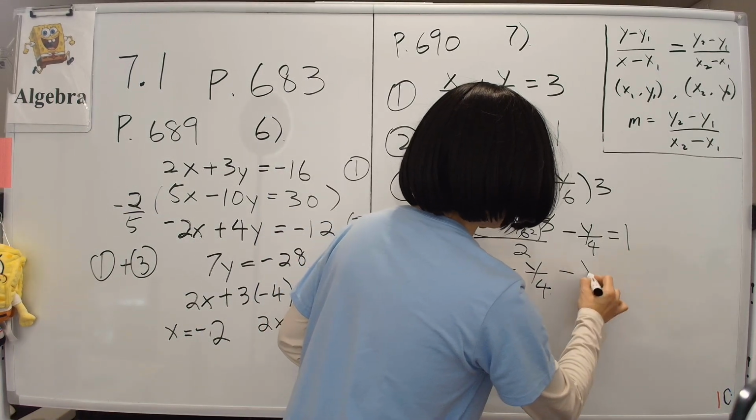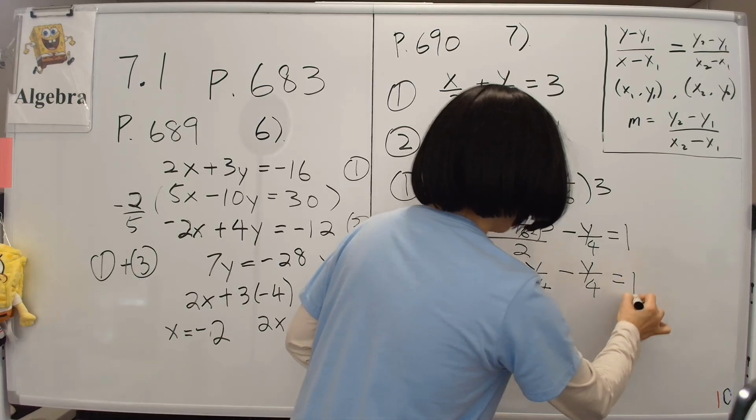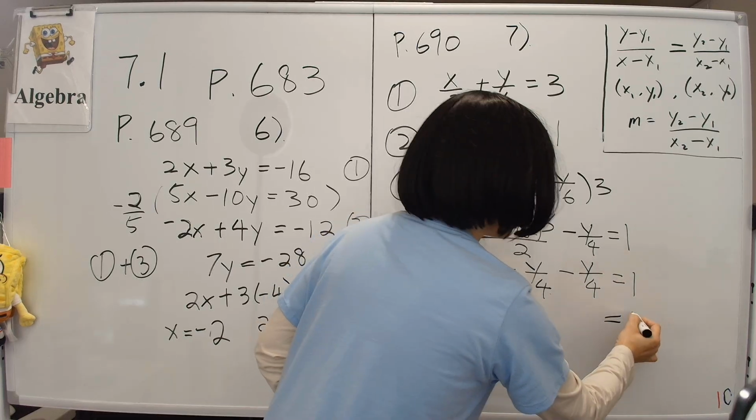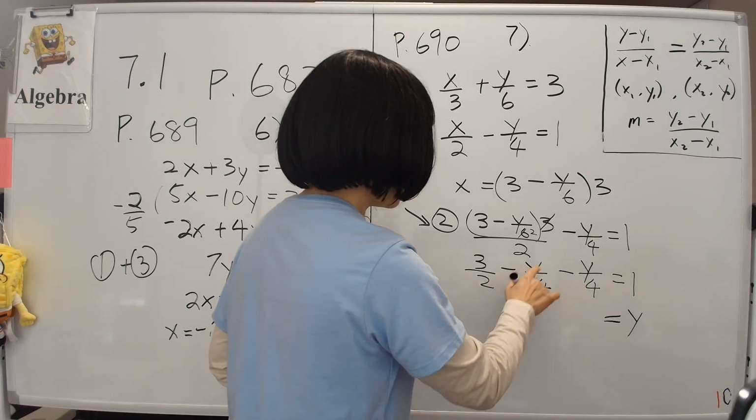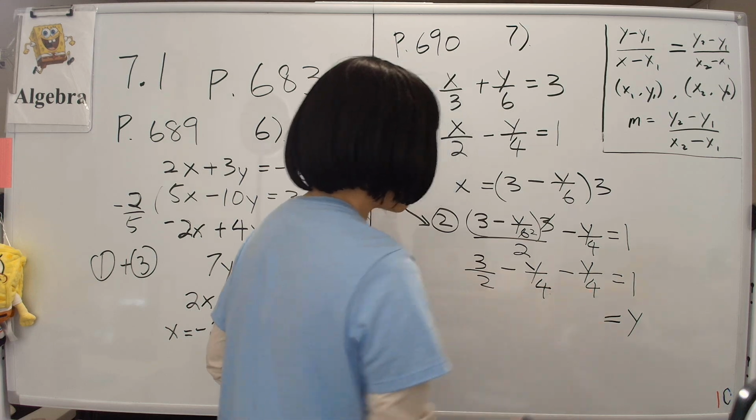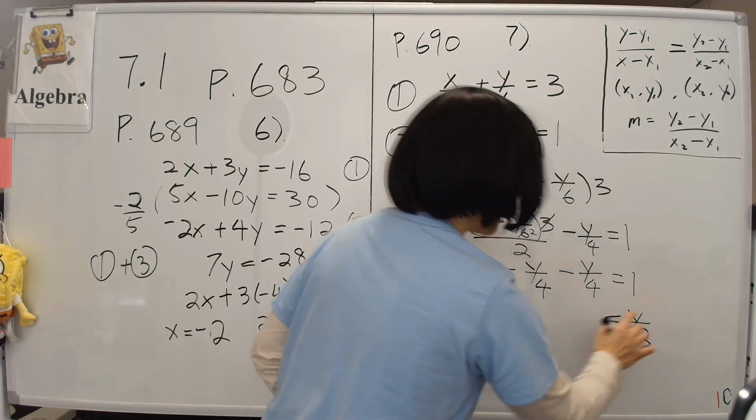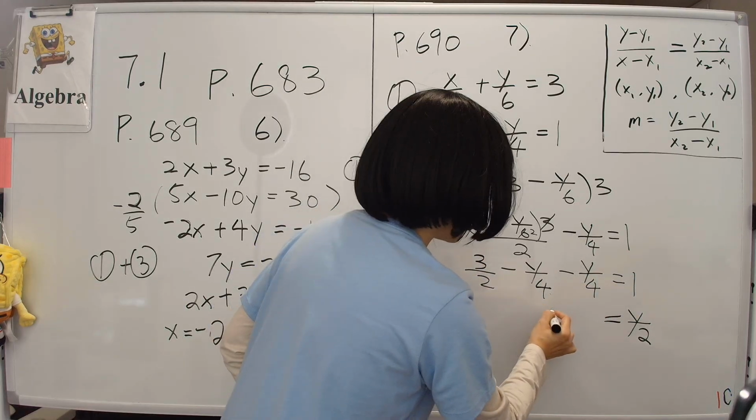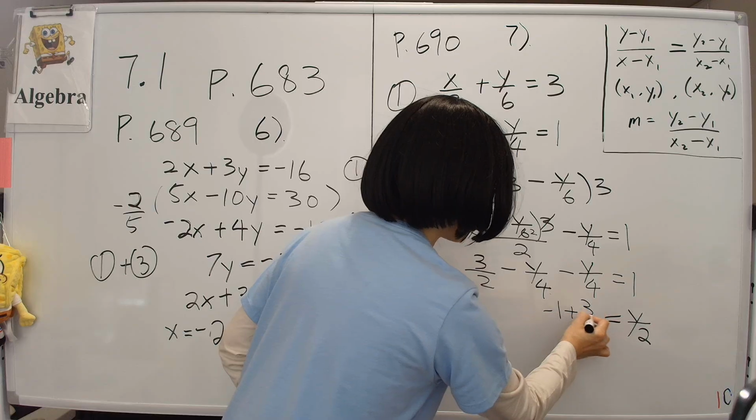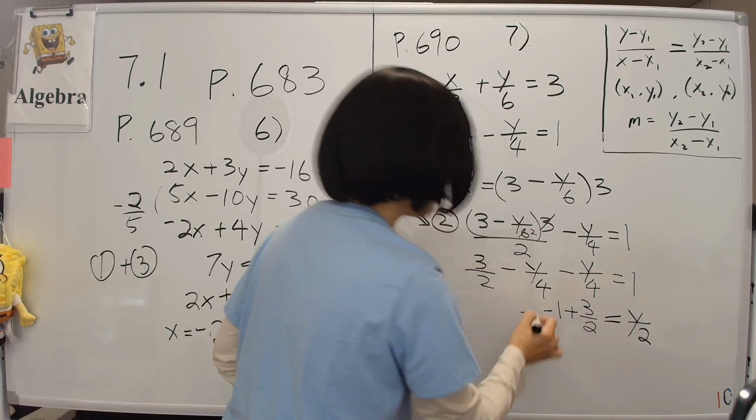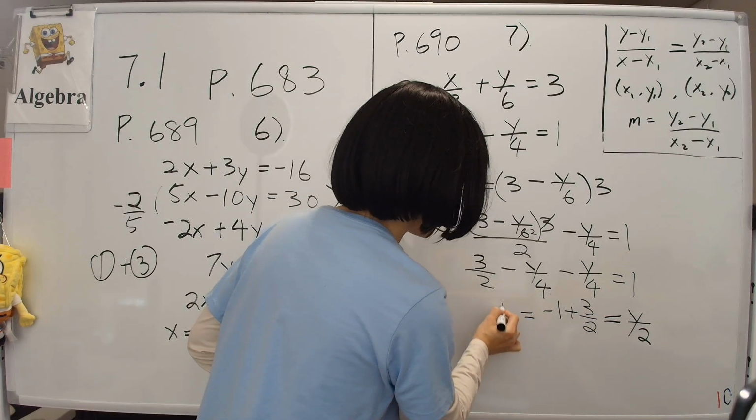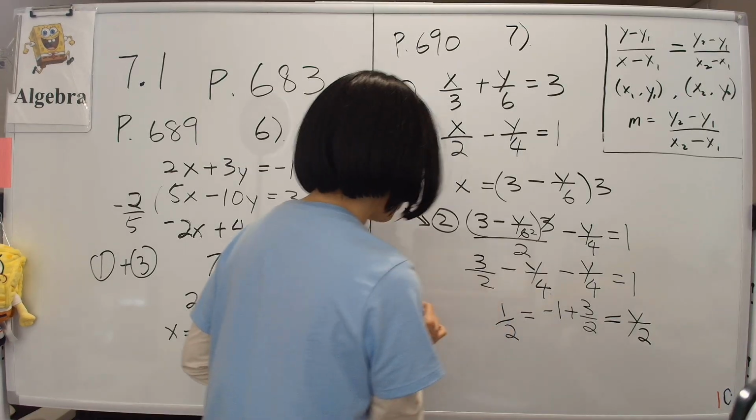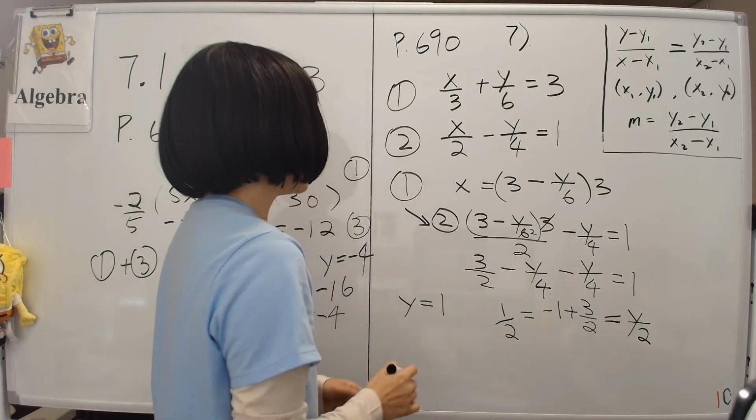And then minus y over 4 equal to 1. Now we're going to sum up all the y's on one side. So y over 4 plus y over 4 becomes y over 2, and on that side it becomes positive. Then put the 1 over here, so that becomes minus 1 plus 3/2. What is that total? Isn't that 1/2? Yeah, that is positive 1/2. So that means y equals 1, and that is a very clean answer.